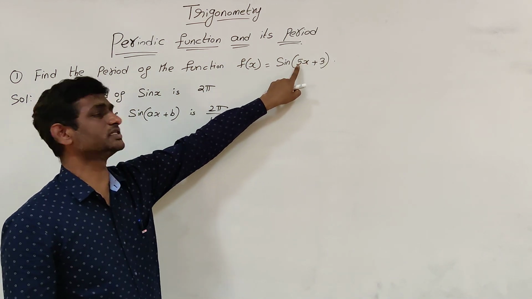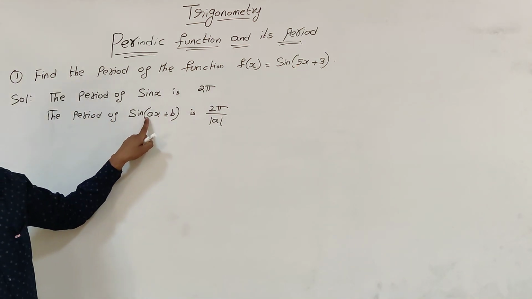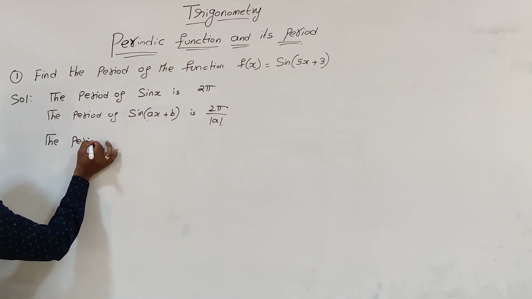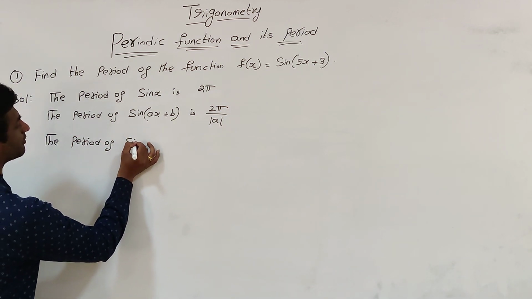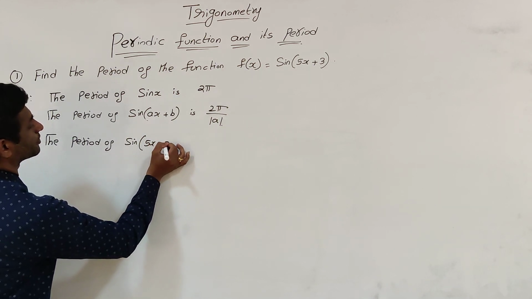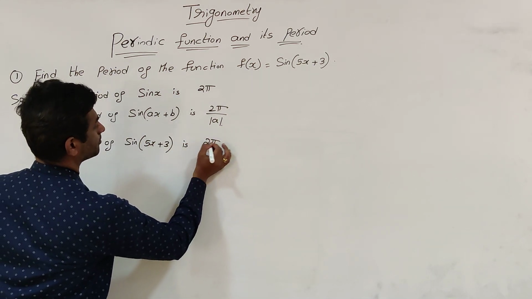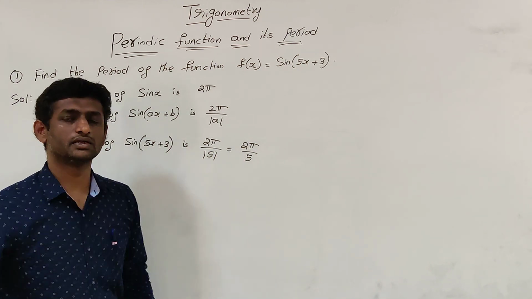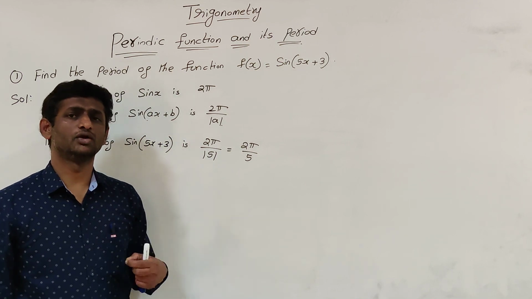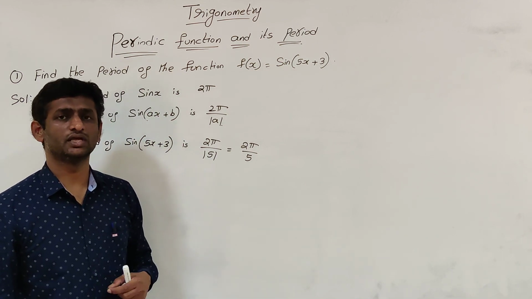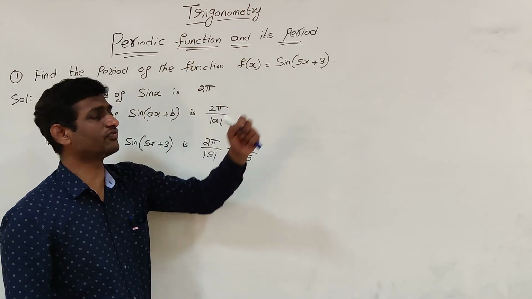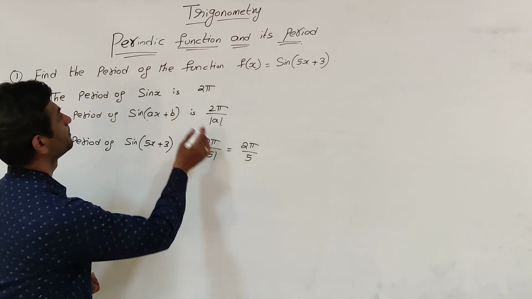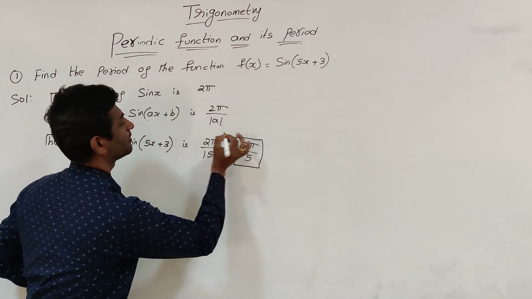The coefficient of x is 5, but here the coefficient of x is a. So what will be the period? The period of sin of 5x plus 3 is 2 pi by mod 5, means 2 pi by 5. Means for every 2 pi by 5 units, the shape of sin of 5x plus 3 repeats. So the period of this function is 2 pi by 5.